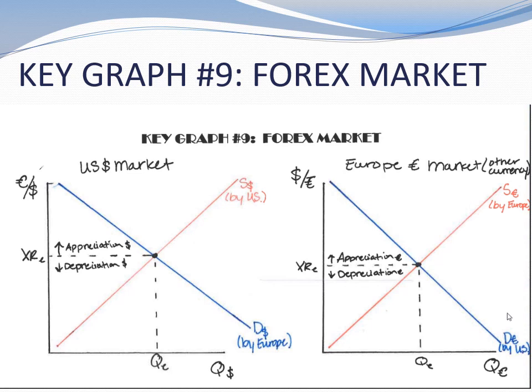Now, whenever we see a change in either the demand or supply of a certain currency, we're going to end up seeing what has happened to its exchange rate. So, if we were to see a rightward shift of demand or a leftward shift of supply, then we would see the US dollar appreciate.